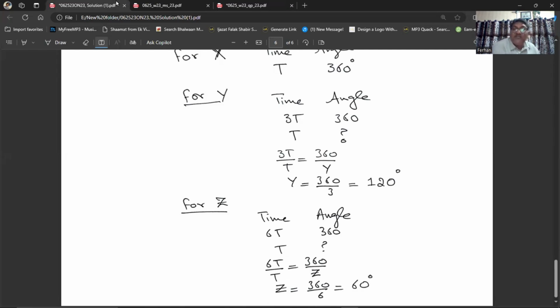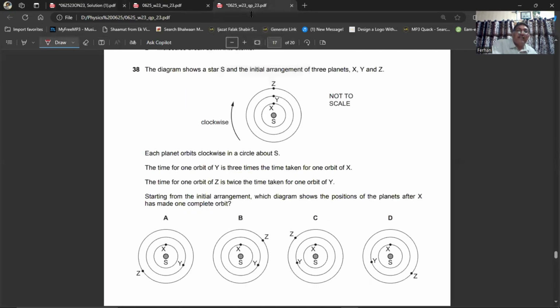So in t time, how much will it cover? It will cover 60 degrees only. Okay. Now they are moving clockwise. So Y will move 120 degrees and Z will move 60 degrees, and they are moving in which direction? Clockwise. So initially they are here, so they are going clockwise.